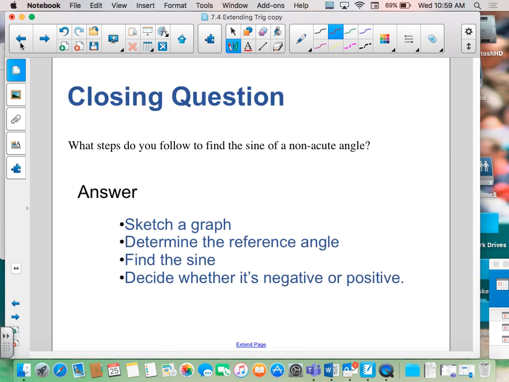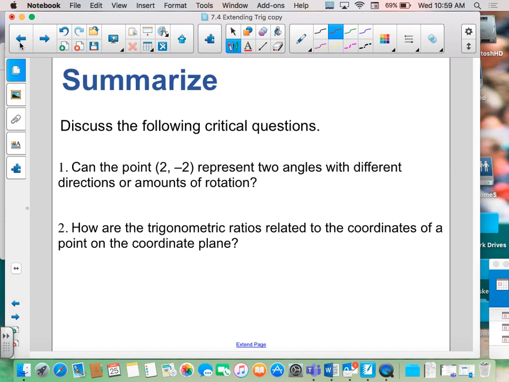I'm going to take one quick look here at the summary page. What are the steps? Sketch the graph, reference angle, find sine, cosine, and tangent. Hopefully you're good at positives and negatives. Can the point 2, -2 represent two angles with different directions or amounts of rotation? How are the trig ratios related? So this question I don't really care for. How are the ratios related to the coordinates? So that I do care for.